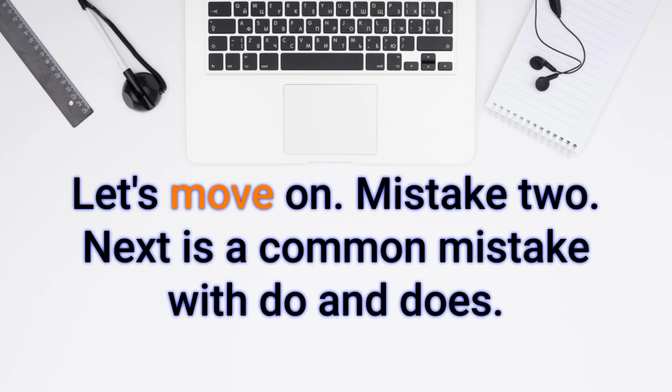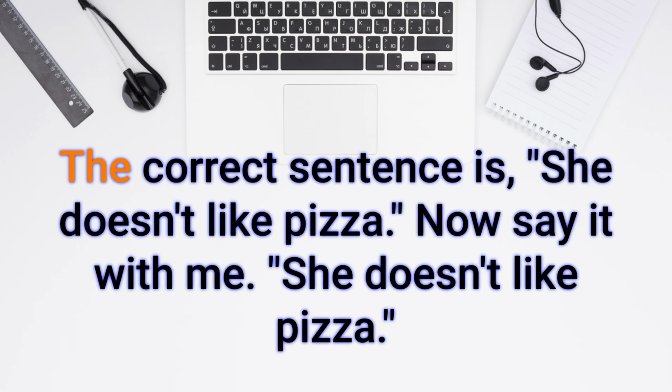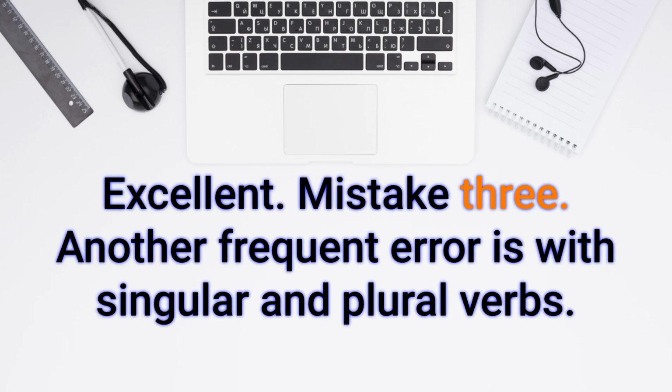Great! Let's move on. Mistake 2. Next is a common mistake with do and does. Many learners say, she don't like pizza. But this is incorrect because with she, we use does. The correct sentence is, she doesn't like pizza. Now say it with me. She doesn't like pizza. Excellent.